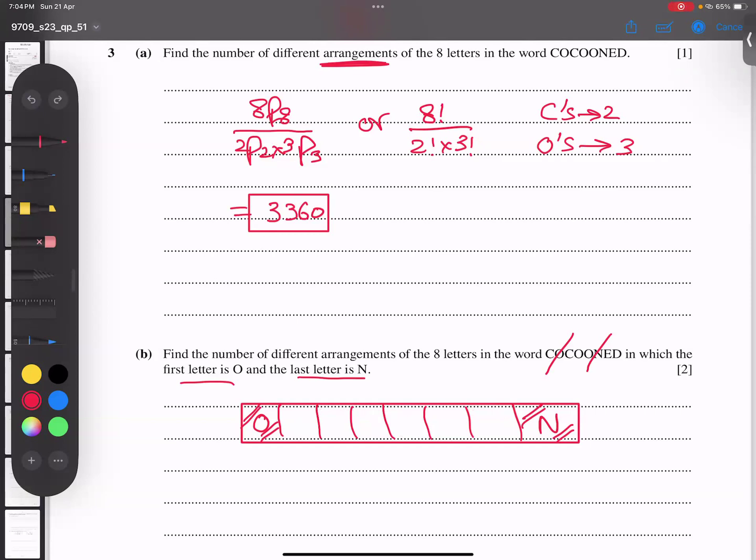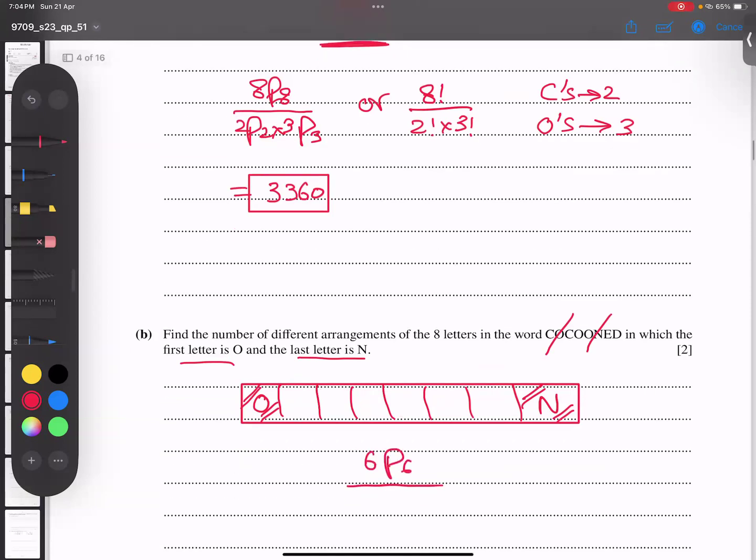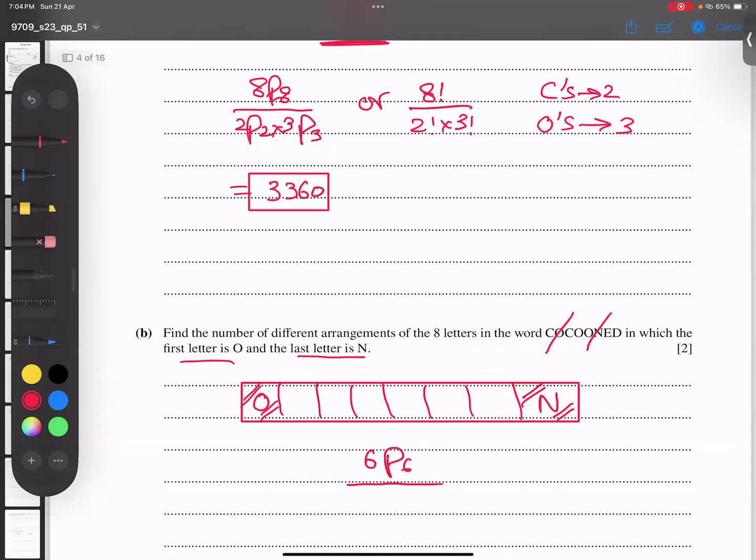So 6P6, or 6 factorial, same thing. But out of 3 O's, 1 O is gone, 2 O's are left. And out of 2 C's, 2 C's are left. So 2P2 into 2P2, not 3P3 for the O's, because 1 O is blocked.